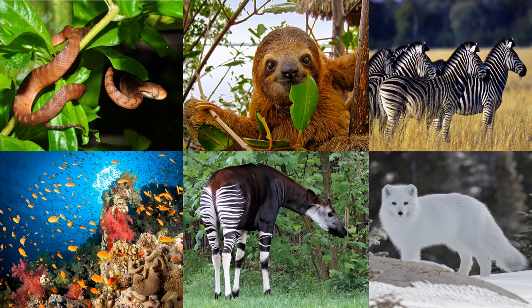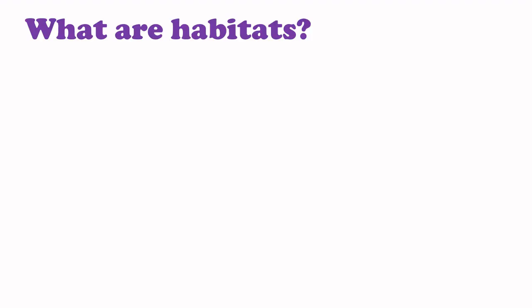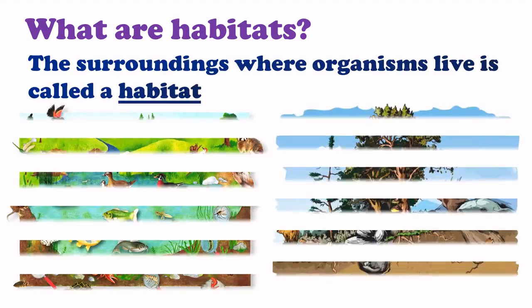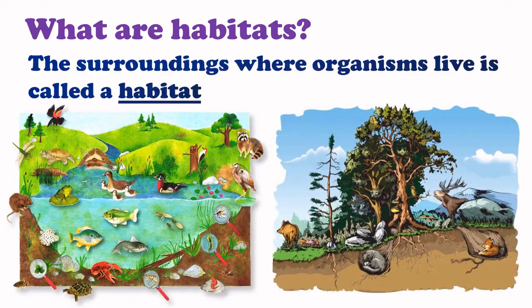Now just look at these different pictures. Look at the different animals and plants that live and grow there. Each one so different from the next. So, every living organism needs some place where their basic necessities like food, water, and shelter should be met with so that they can live and survive. So, the surroundings where organisms live is called a habitat.